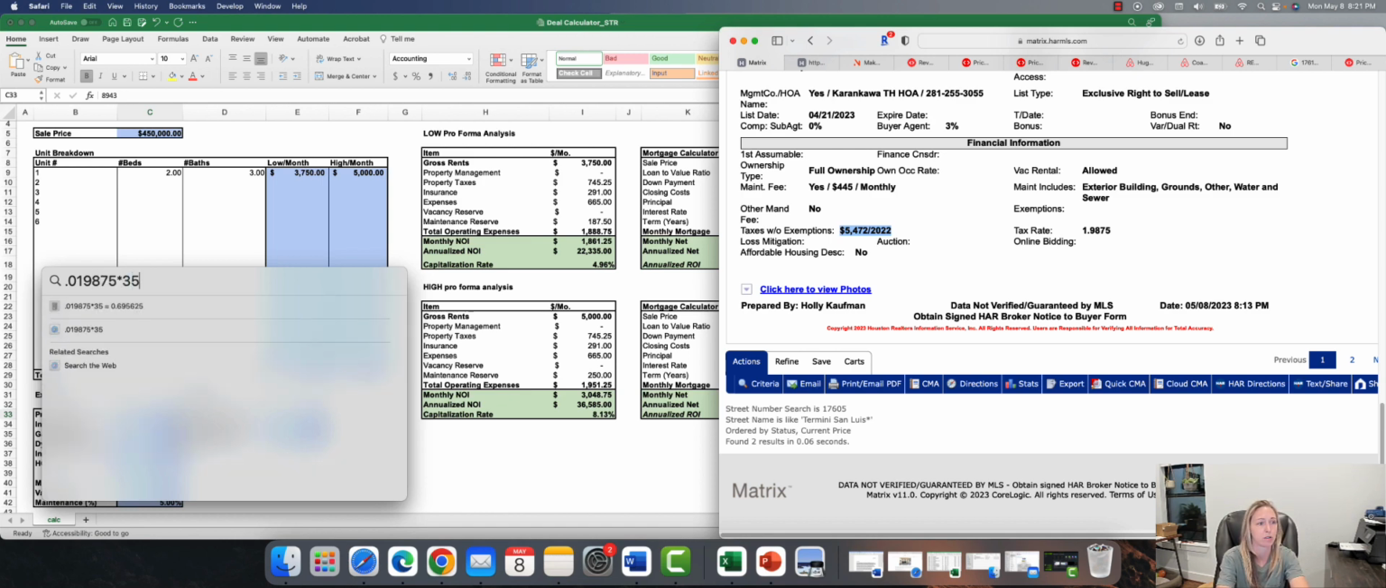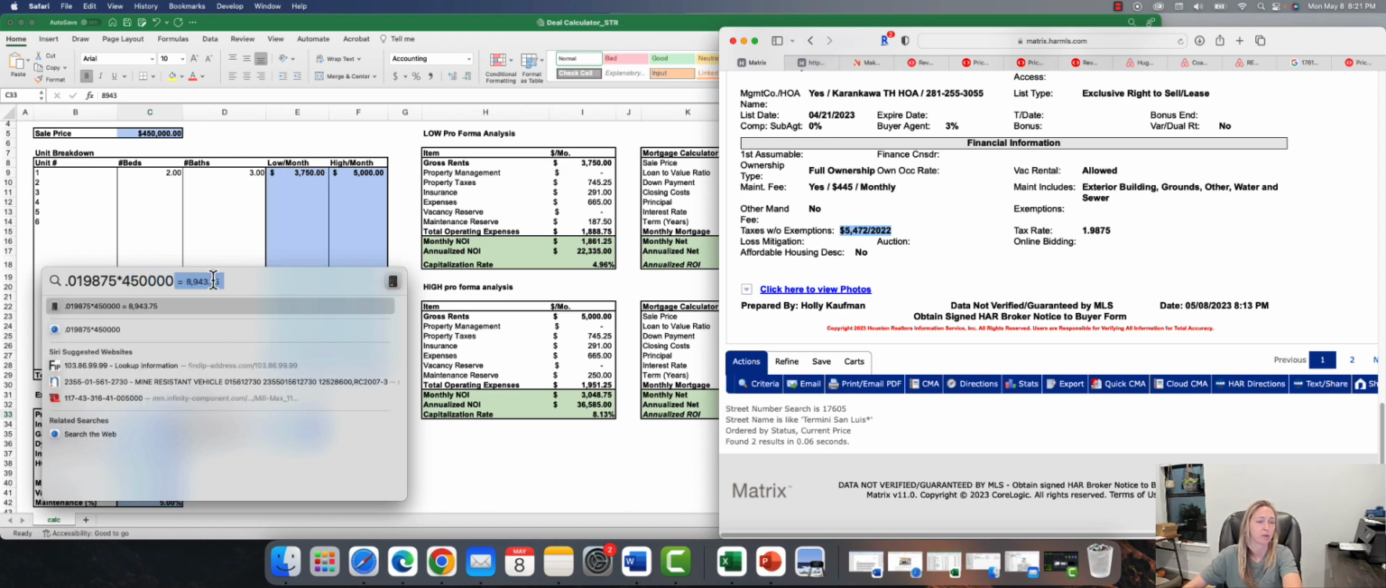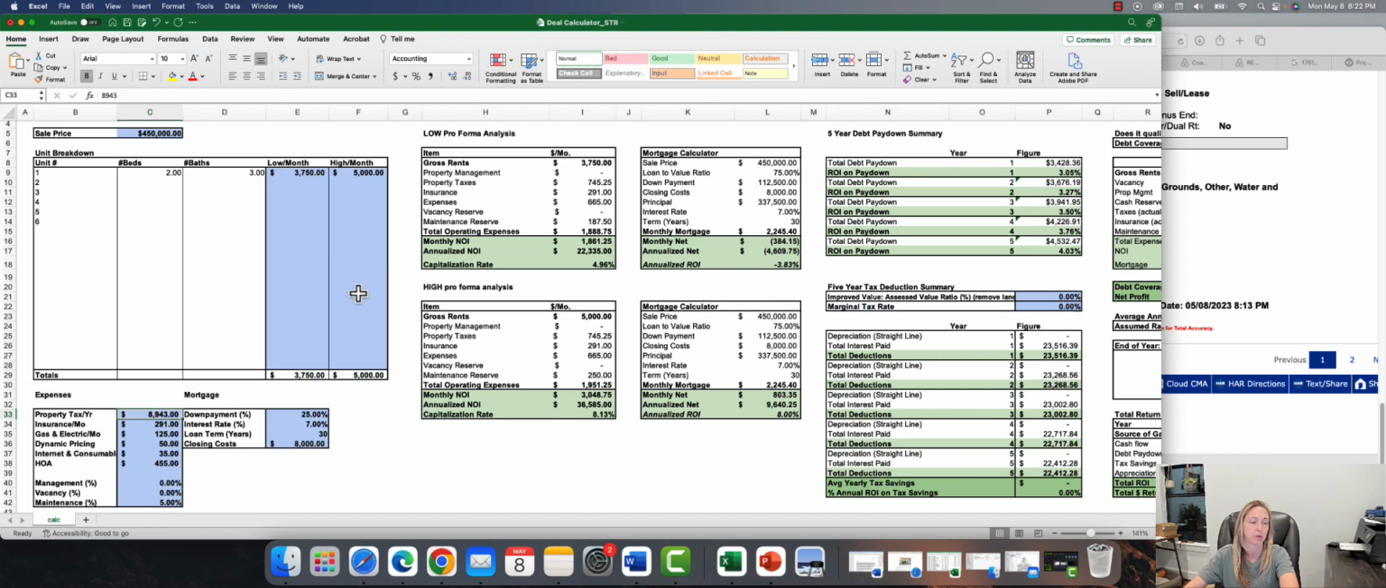0.19875 times 450,000. So that's 8,943. So $5,400 or $8,900, that completely changes your cash flow. So that's why I run it like this. You may get away with it for about a year of it being lower, but that's going to catch up with you over time. So I'd like to run the numbers at worst case scenario, and so that's why I plugged that in. So I put 8,943 here.